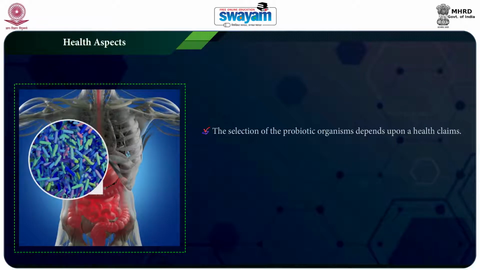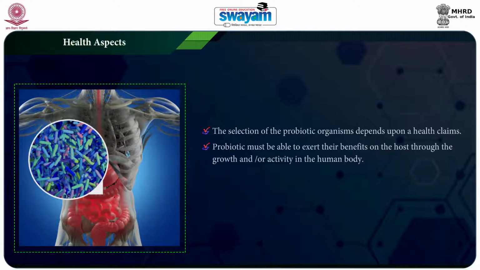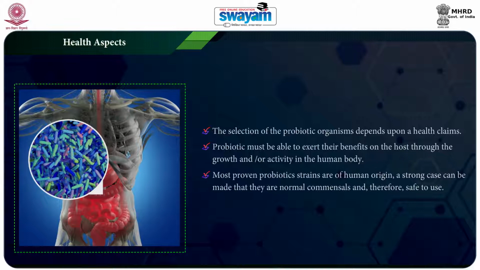The selection of probiotic organisms depends upon health claims. Probiotic must be able to exert their benefits on the host through the growth or activity in the human body. Most proven probiotic strains are of human origin. A strong case can be made that they are normal commensals and therefore safe to use.